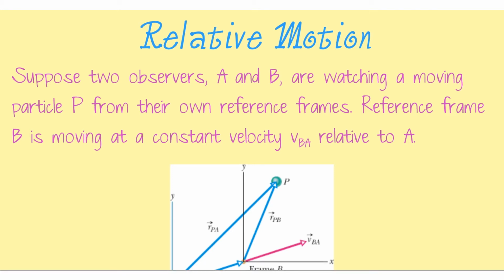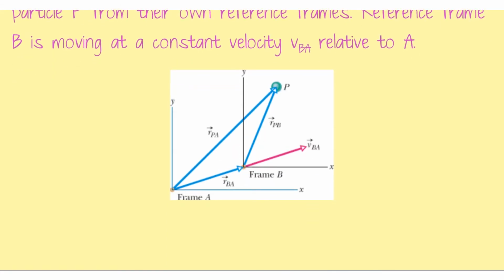Relative motion helps us determine how the motion of an object changes when it's viewed from a moving reference frame. For example, suppose there are two observers, A and B, watching a moving particle P from their own reference frames. Reference frame B is moving at a constant velocity, VBA, relative to A, as you can see in this diagram right here.